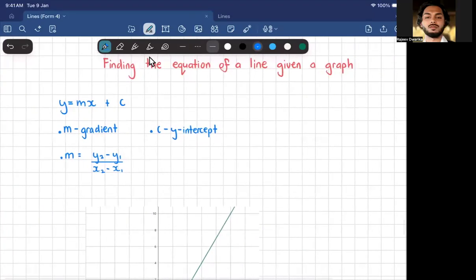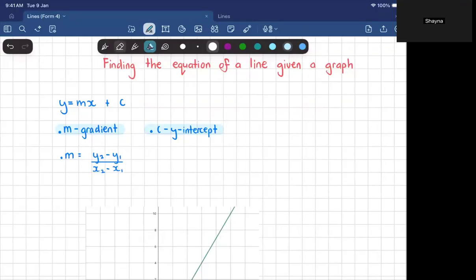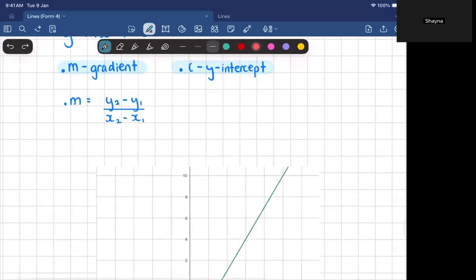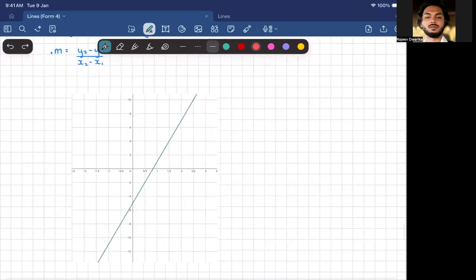So when we are trying to find the equation of a line given a graph, you need to find the gradient and you need to find the y-intercept. Now, Sheena, which one of these would be very easy to find straight away? The y-intercept. Yes, that's just where the graph cuts the y-axis. Right, so let's do this example.